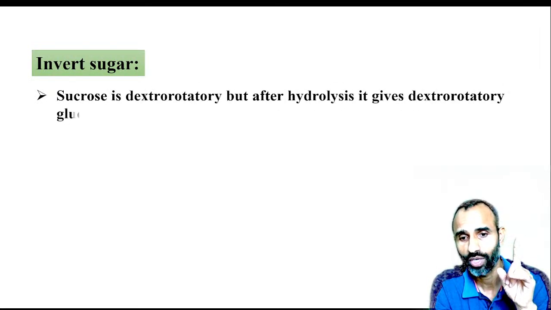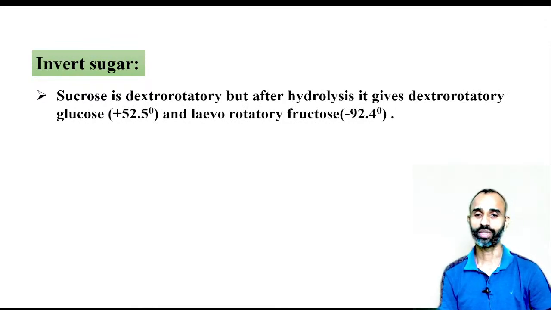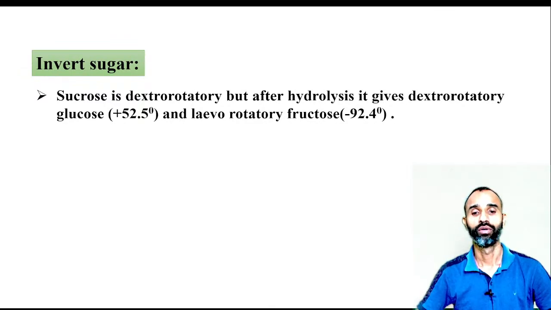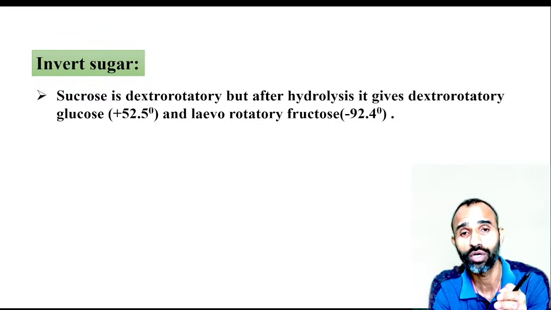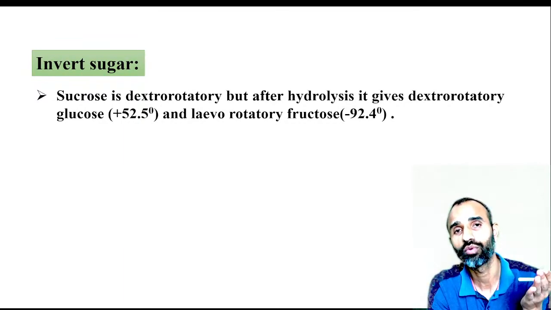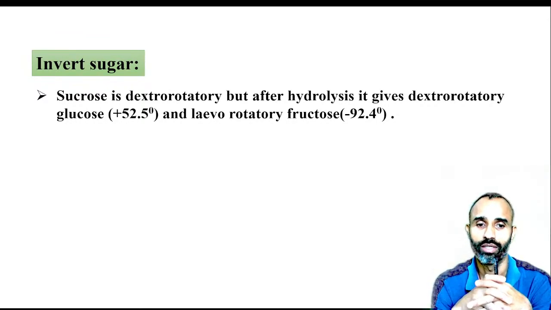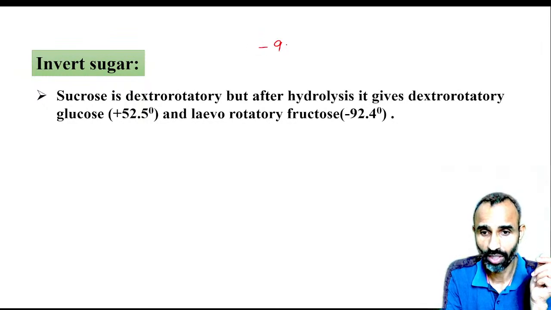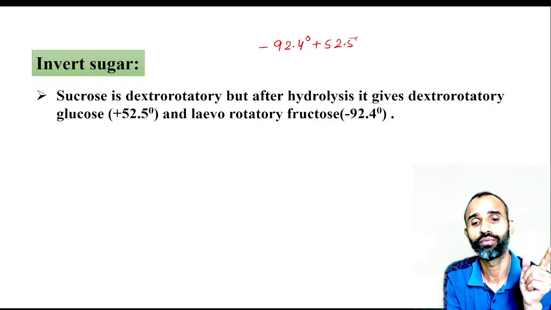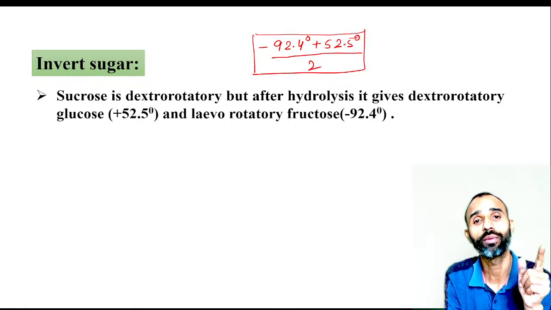Why is it called invert sugar? Because sucrose is dextrorotatory, but after hydrolysis it gives dextrorotatory glucose and levorotatory fructose. The levorotation of fructose is minus 92.4 degrees, but the dextrorotation of glucose is plus 52.5. If it is in equal amounts, the specific rotation is minus 92.4 plus 52.5 divided by 2. That is the specific rotation of the mixture.